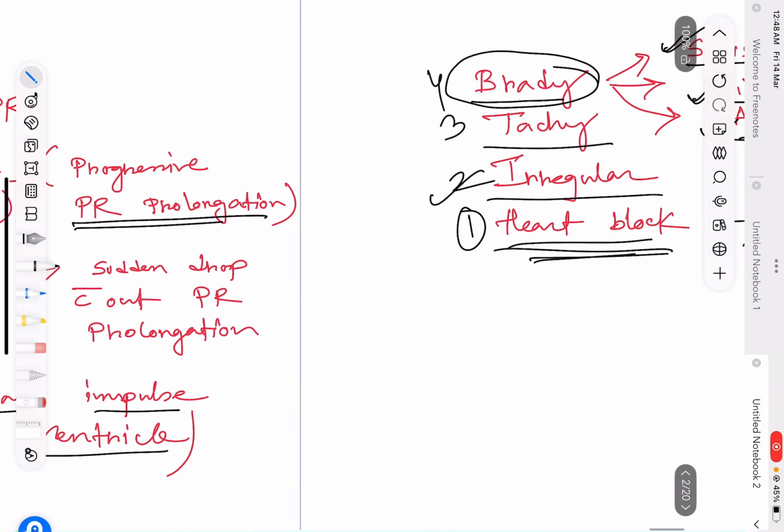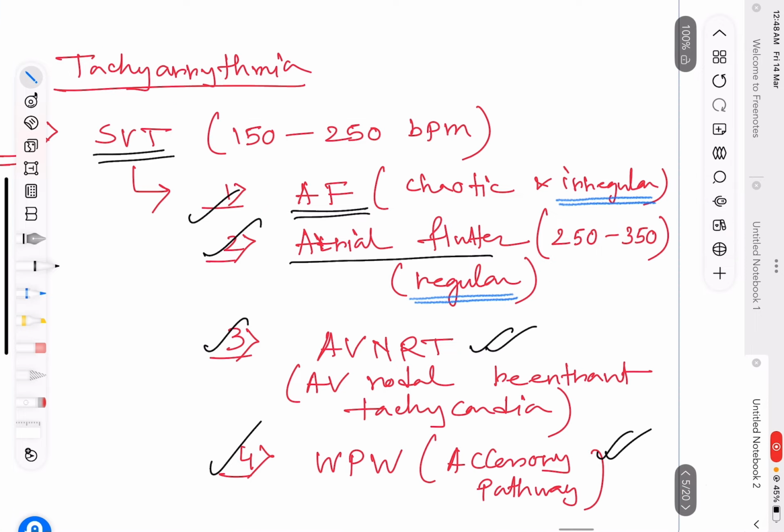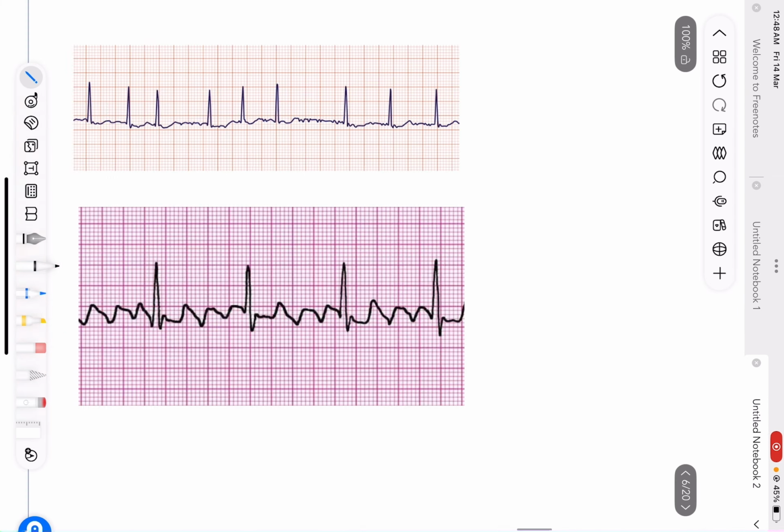Now next is, okay, atrial flutter and atrial fibrillation, what is the difference? Atrial fibrillation is chaotic and irregular. Atrial flutter is regular. I'll show you the diagram.